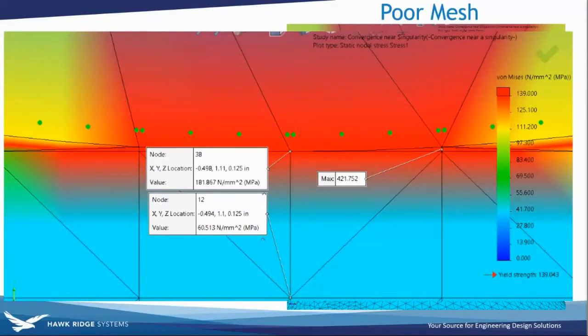Looking at the node flags, we can see that the bottom elements have about 121 megapascal difference from one node to another. That's about a 60% difference. That's a sign of a low quality mesh and unacceptable in most engineering scenarios.